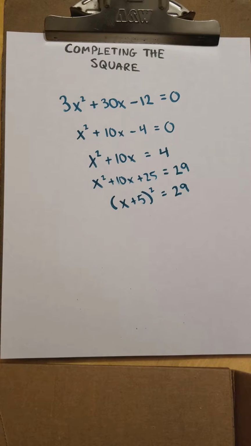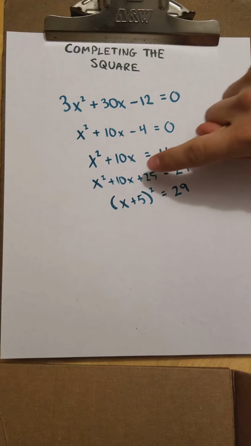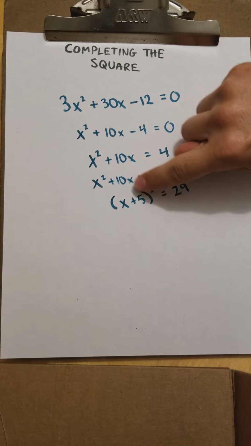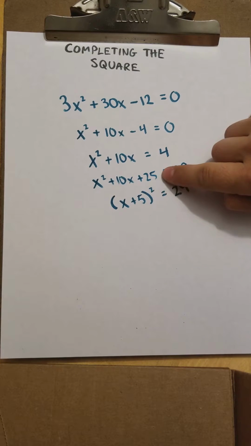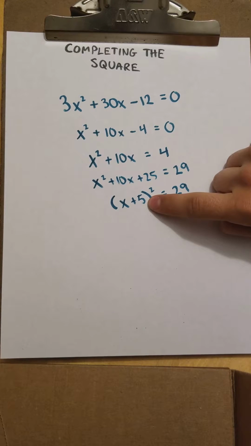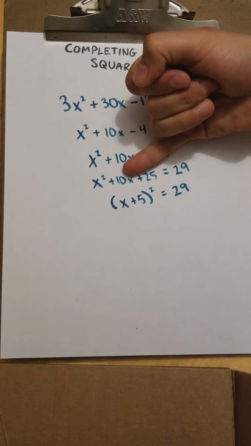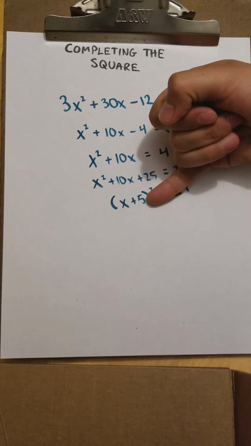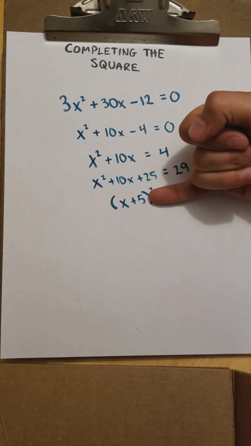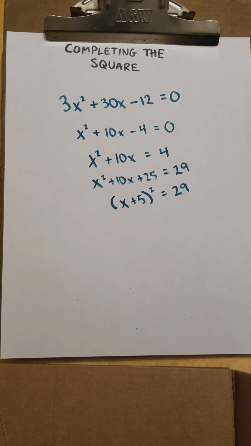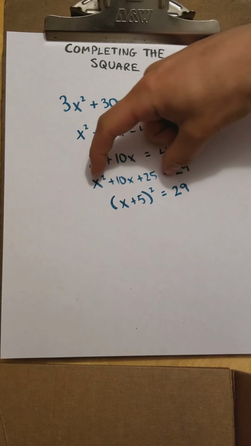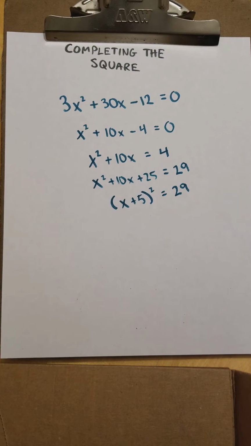Just to highlight the relationship one more time, 10 is 5 doubled and 25 is 5 squared. So from here I knew half of this number would give me this number, and I knew I had to square this number to get this number. Okay, so I made this plus 25 on purpose so it would collapse into that.